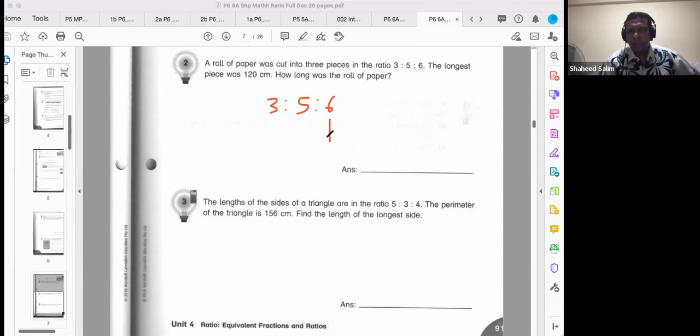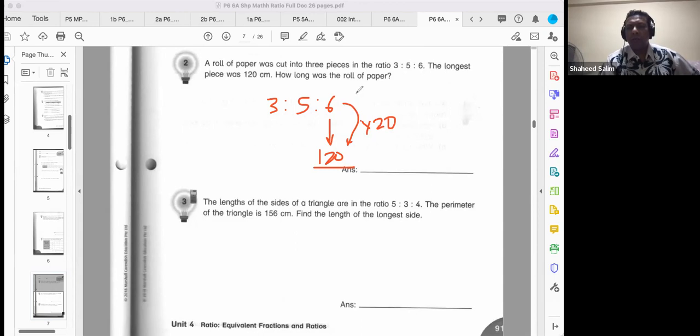So the biggest one is 120. So how do you get to 120? You times by 6 times 2 get 12. Must times by 20. 6 times 2 gets 12, add a 0, add a 0.